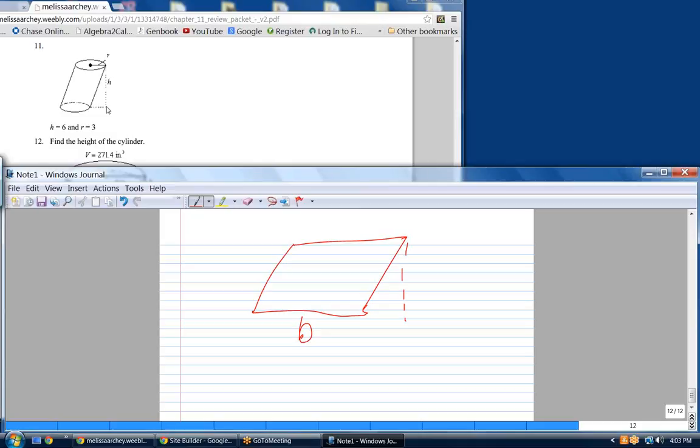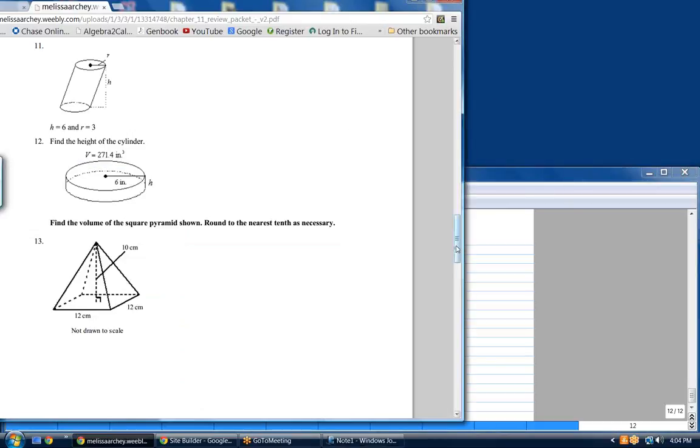Hold on, I might be able to determine. I'm looking in my calculus book to find this. It's the vertical height, almost positive. So what's the volume of that thing? Pi r squared, so 9 pi times 6. Okay. So, yeah, 54 pi.